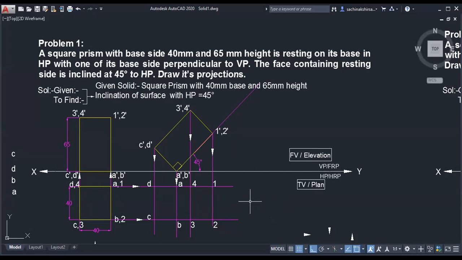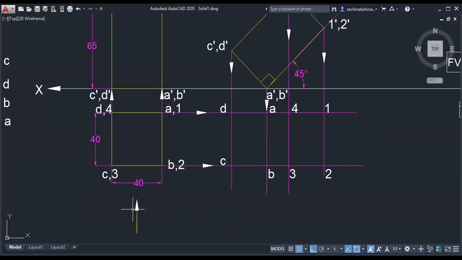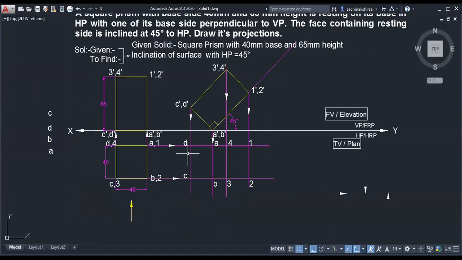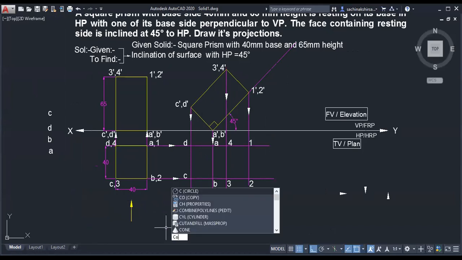Now we have to join these points. Okay, so as I told earlier, for this particular case number 2, from where will the observer be? From where will the observer be looking for this case? We are drawing the top view now. Okay, we are drawing the top view, which means the observer will observe from above.